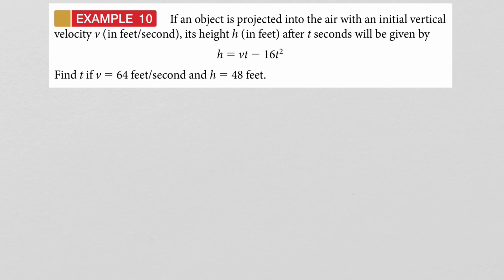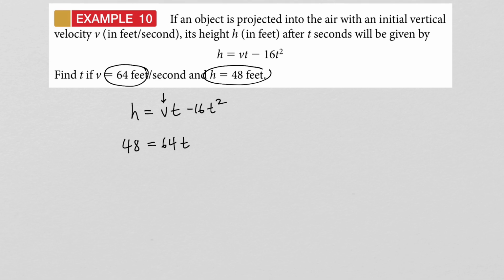So another way to say this would be to say, how long does it take for the object to reach a height of 48 feet if its initial velocity is 64 feet per second? Right? That would be another way to ask this question. All we have to do to answer it is plug in the value. So we know that h is 48 feet, so h becomes 48. We know that v is 64 feet per second, so v right here becomes 64. And then we have t and then minus 16 t squared.